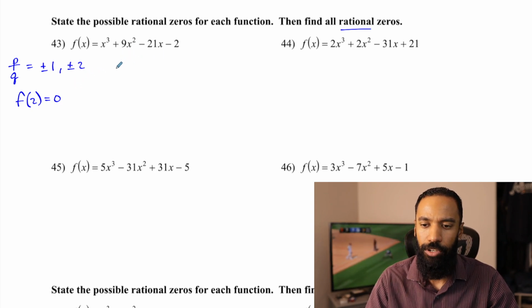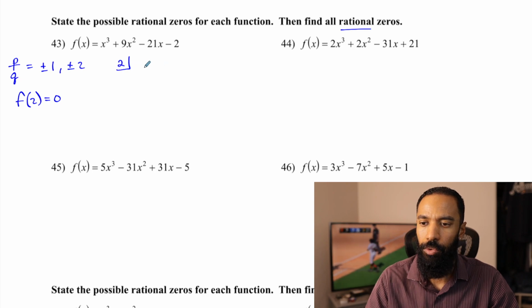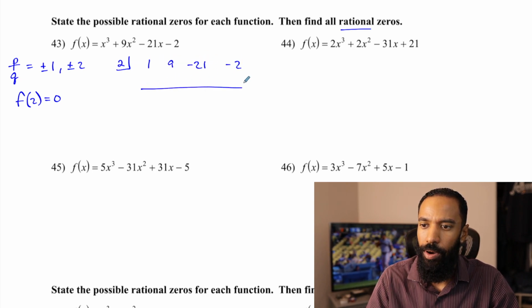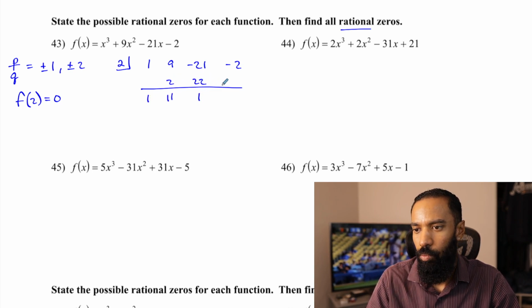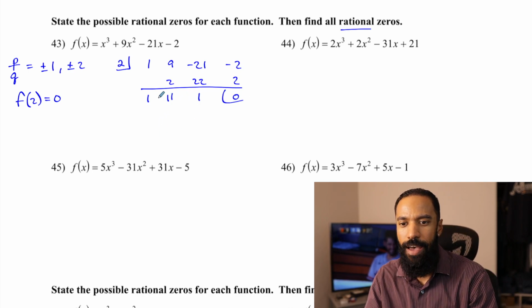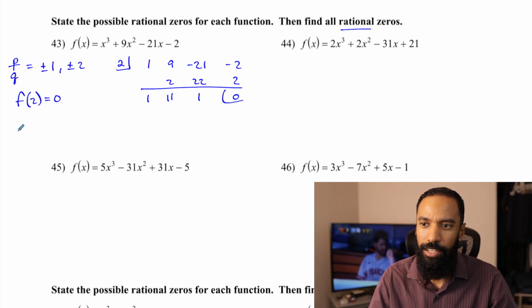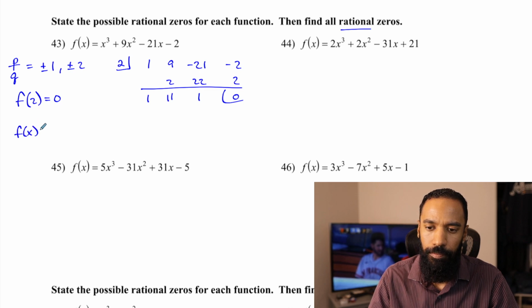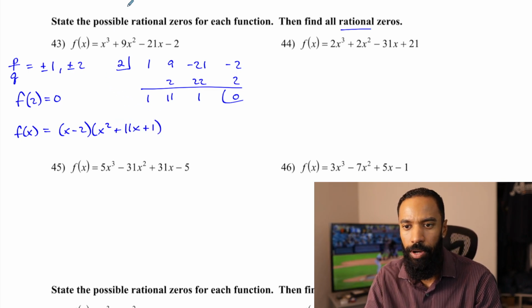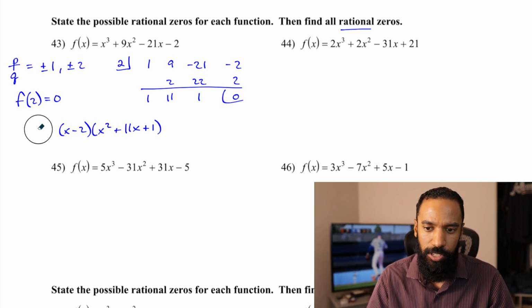But as I write this in factored form by dividing the root of 2 out from here, I'm going to get 1, 11, 1, and that's it. And this doesn't seem to factor anymore. So this guy will factor into x minus 2 times x squared plus 11x plus 1. Now they asked for the zeros, so let's not do f of x. Let's set it equal to 0.